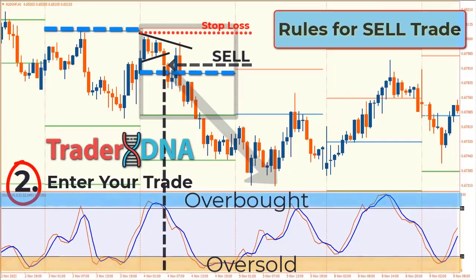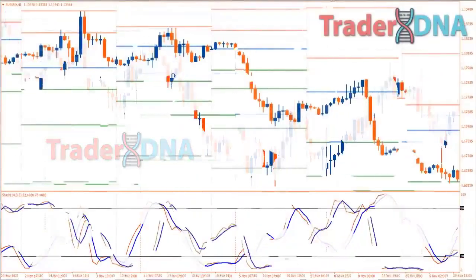Here are other examples of the pivot points trading to fully understand this wonderful strategy and to make the most out of it.